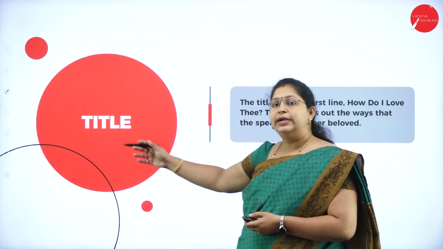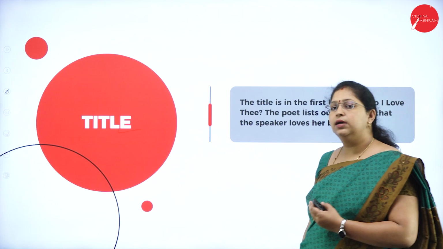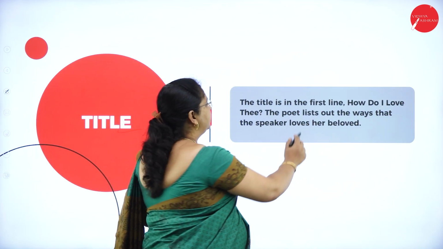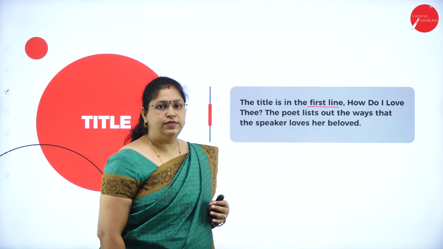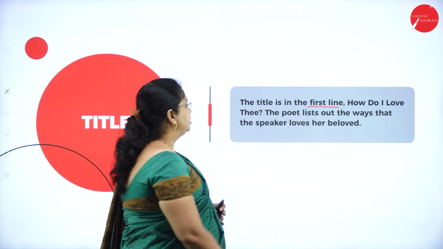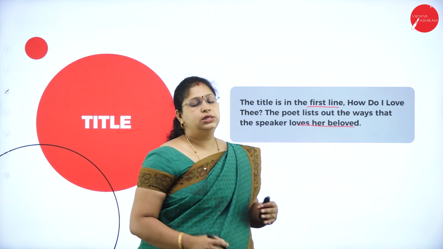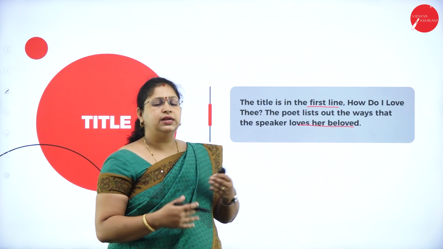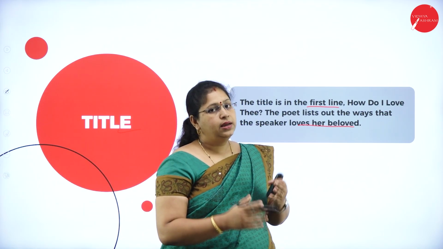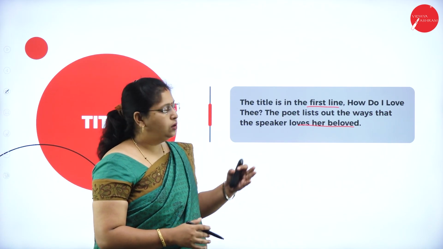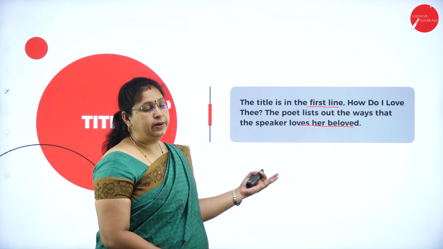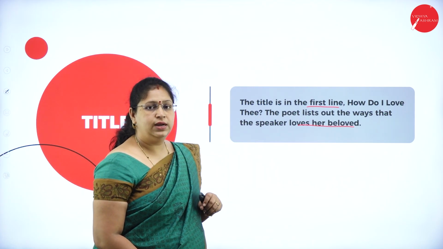If we come to the title of the poem, why has the poem got this title? This title we can see in the first line itself. How do I love thee? And the poet lists out the ways that the speaker loves her beloved. She is telling us all the ways and the reasons why she loves her beloved, that is her husband. As it is the theme also, she is finding reasons. She has so many reasons to love her husband. This is the importance of the title.